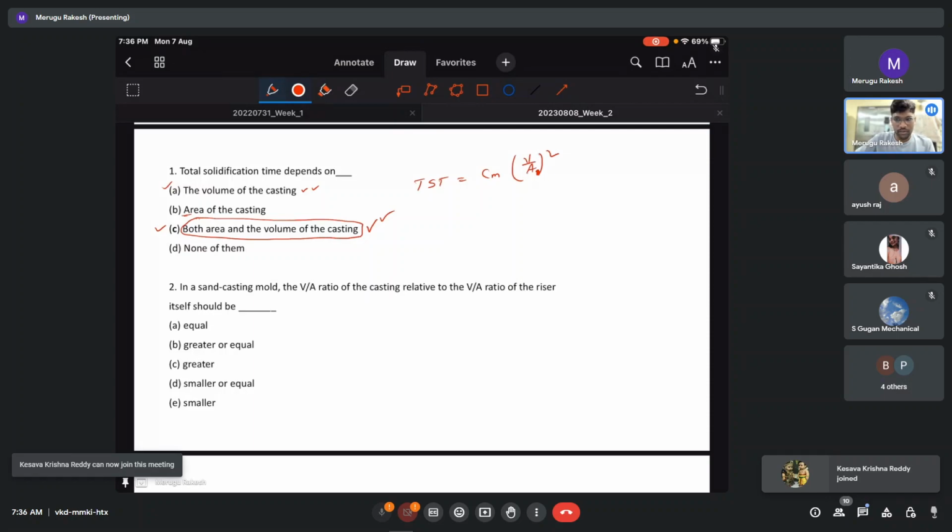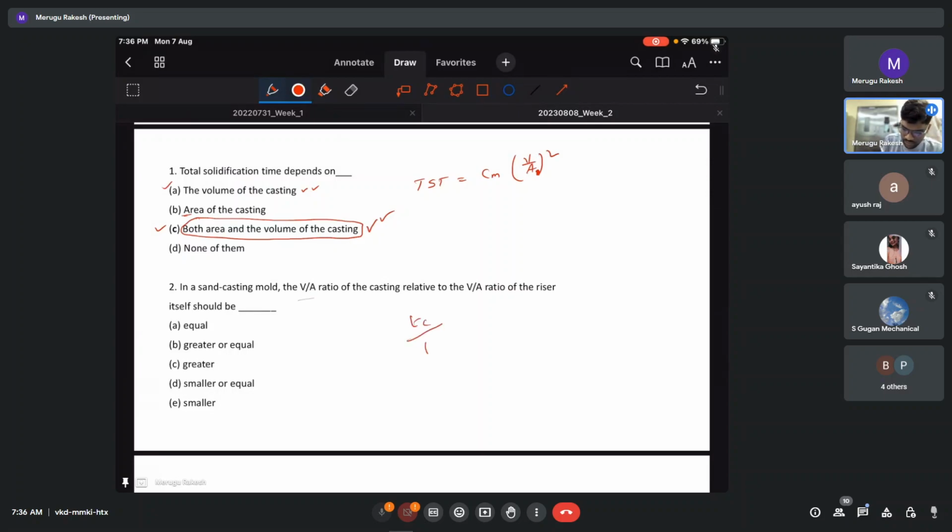Okay, so let us see anyone with the answer for the second question. They are asking what the volume to area ratio of the casting should be relative to the volume to area ratio of the riser. Indirectly, they are asking about the solidification time of the casting compared to the riser. What do you think? The riser's time should be more compared to T_C, so this ratio should be smaller, right? It should not be equal as well. It should be smaller. So option E is the correct one.